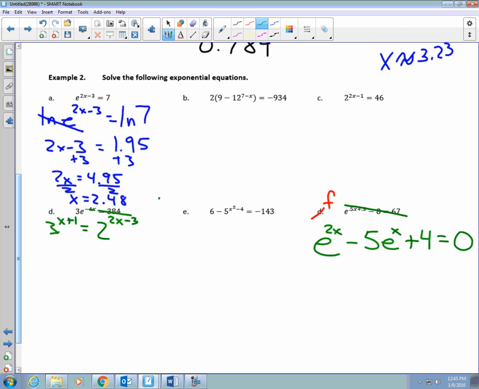You could distribute the 2 to get an 18, but then you would have to make sure you didn't do 2 times the 12, because that's not the same as 24 to the 7 minus x. So if you do distribute, just be careful not to multiply that out. What you might want to do instead is divide by the 2 right away. 9 minus 12 to the 7 minus x is equal to negative 934 divided by 2, negative 467. Now what do I do? Subtract 9, so negative 12 to the 7 minus x is equal to negative 476.